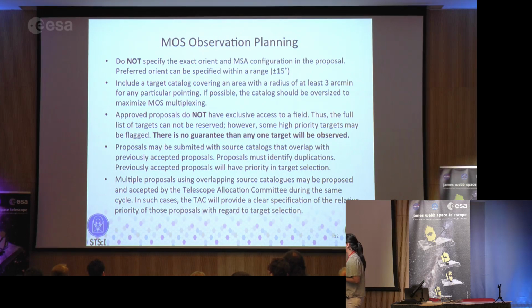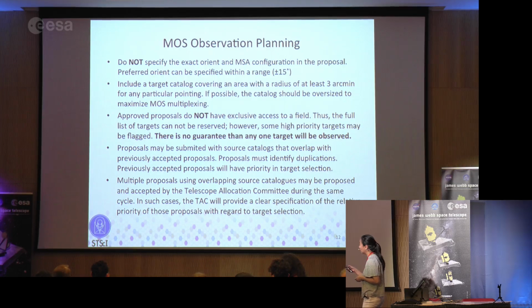I just wanted to make a couple special comments about MOS observing planning for Cycle 1 and beyond. One is that, unlike imaging, you're not required to specify the exact orient and MSA configuration in the proposal. You can specify a preferred orient within a range of plus or minus 15 degrees. You are asked to include a target catalog covering an area with a radius of at least 3 arcminutes for any particular pointing. And again, it's important to oversize the catalog to maximize MOS multiplexing.